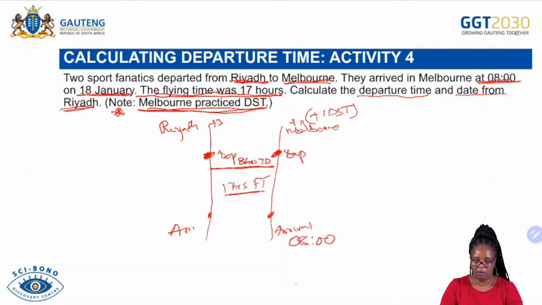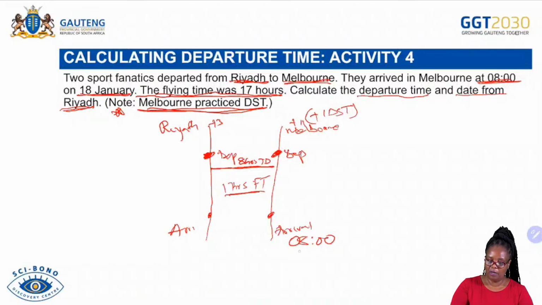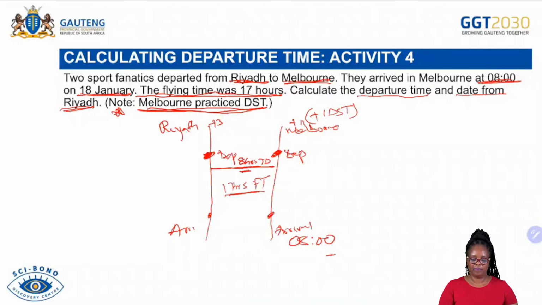So remember the golden rule about the direction. Now we have to determine the direction. It says you always move from the known to the unknown. We know the time that has been given, which is for Melbourne. So we'll be moving from Melbourne to Riyadh. If we move from the east to the west, you minus. So we'll be minusing the time difference from the arrival time.